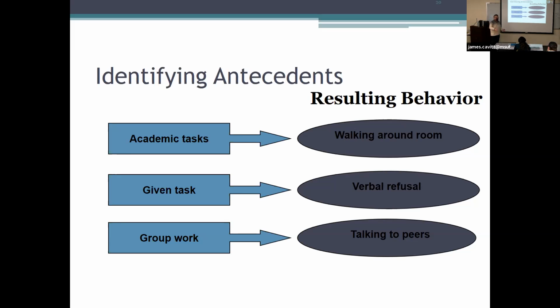Let's say 5 is complete control and 0 is no control. Who thinks 5? Who thinks 4? 3, 2, 1, or none? Most of the time, you don't have much control at all over setting antecedents. You might have a little bit if it's happening in your classroom.